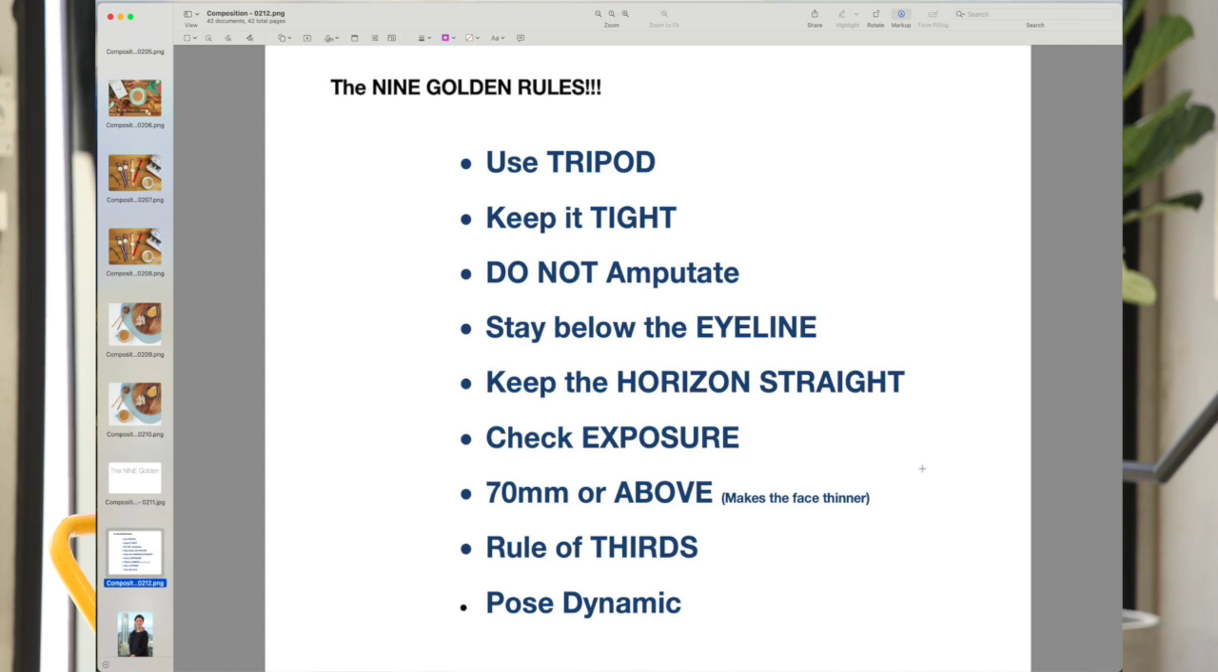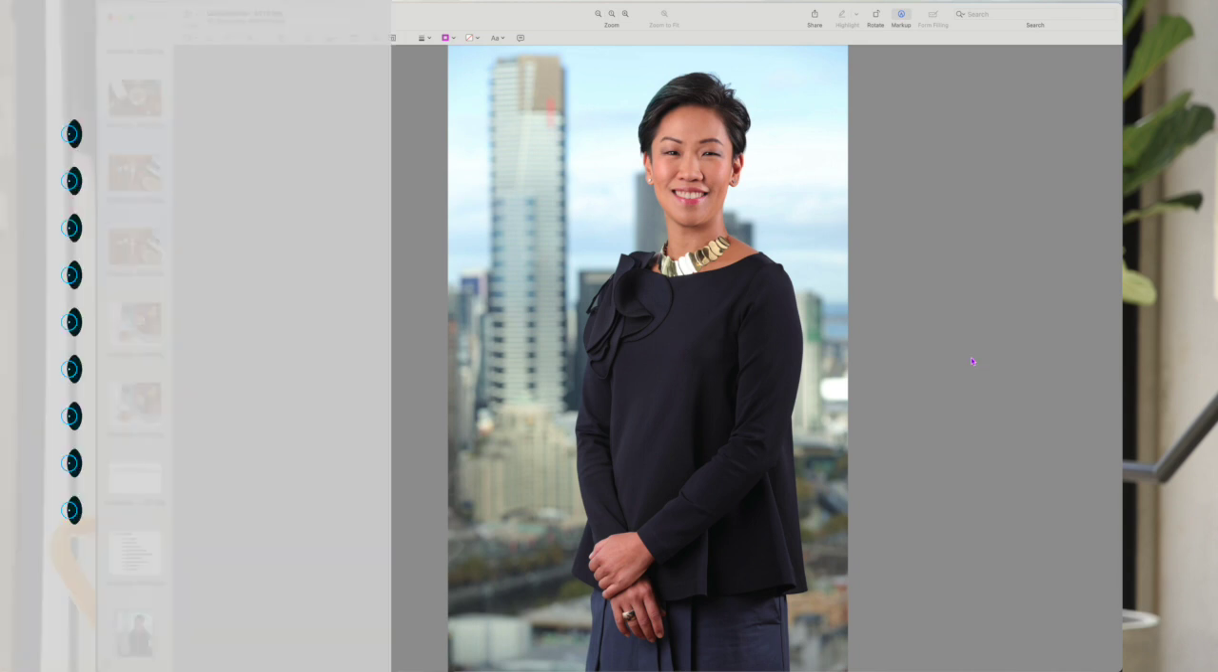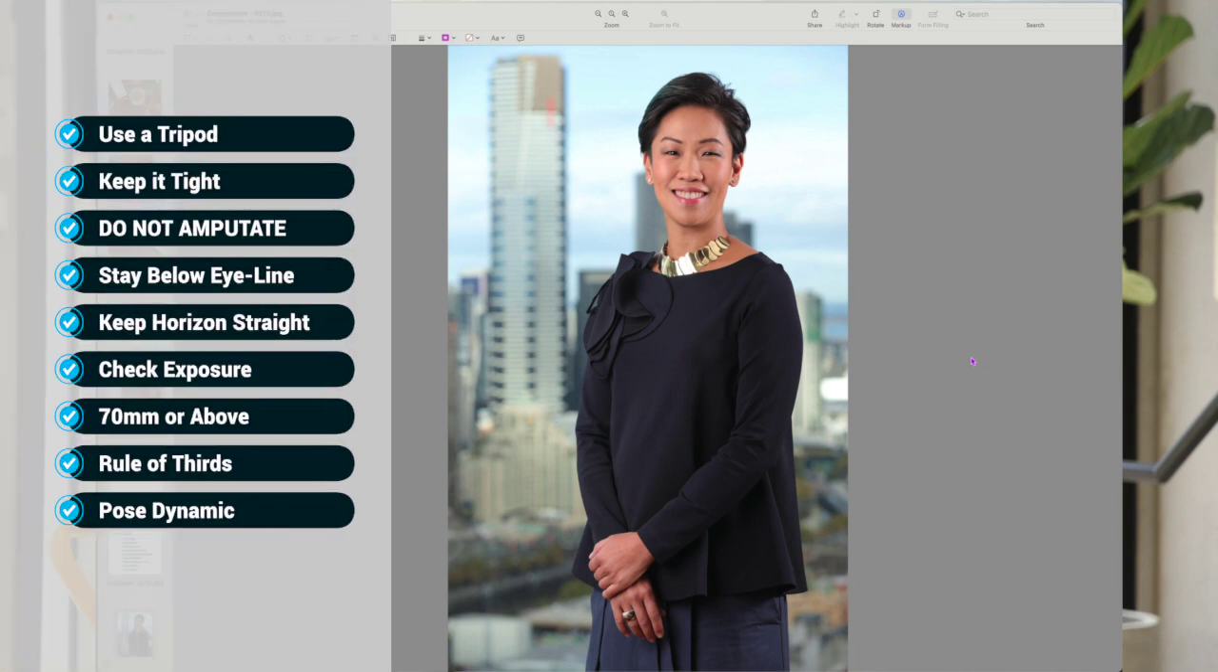Pose dynamic. Now, it's not always practical to use a tripod in every single application, but when you can, it's advised that you do so. Let me give you an example. So, here's a corporate headshot or a corporate profile I shot, and if I go through these rules, you'll see that I've hit every single one.